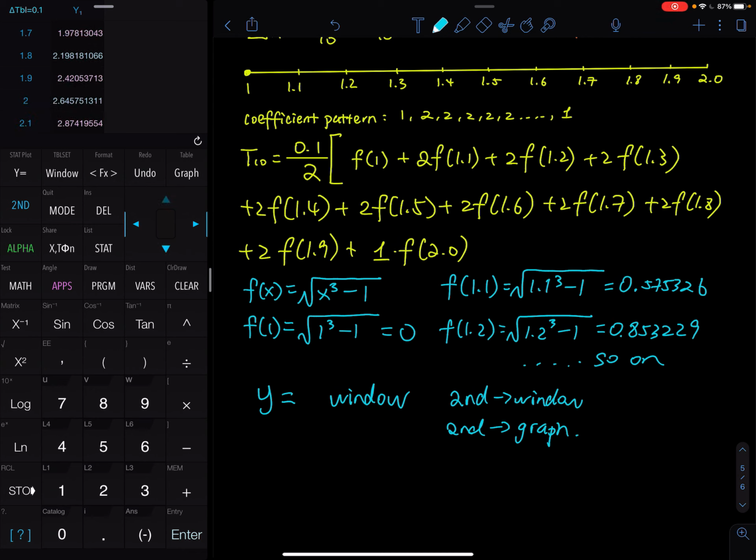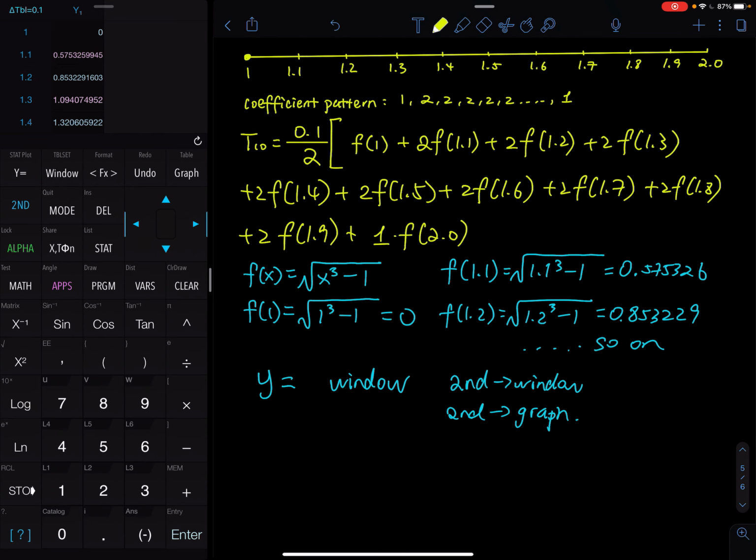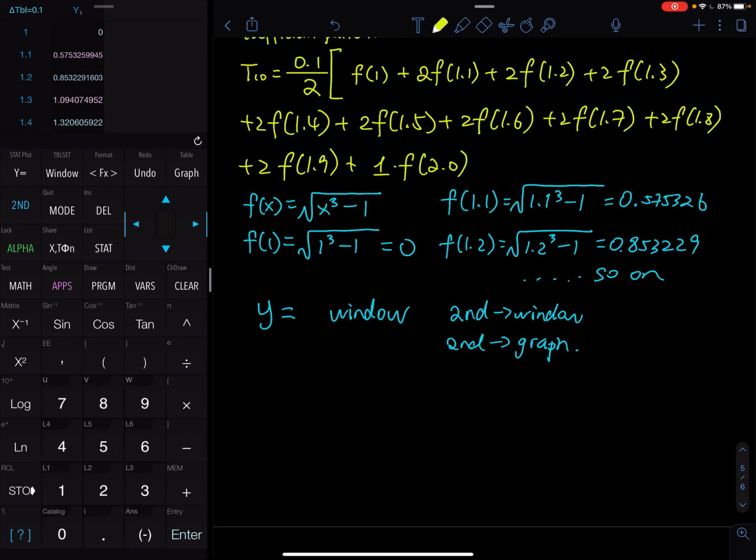If you go up, you can see the 0, right? So when x is equal to 1, y is equal to 0. The numbers are a little bit small. I'm not sure if you can see this on your screen, but let me just write everything out for you. So let me return to yellow. So we have a 0.1 divided by 2.